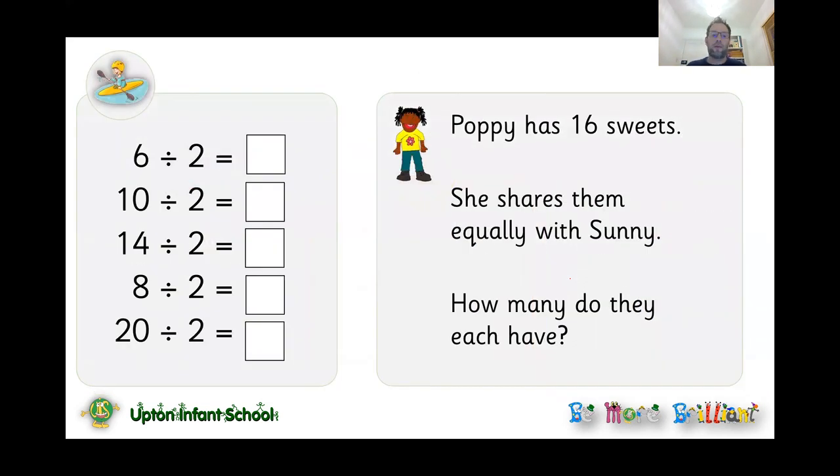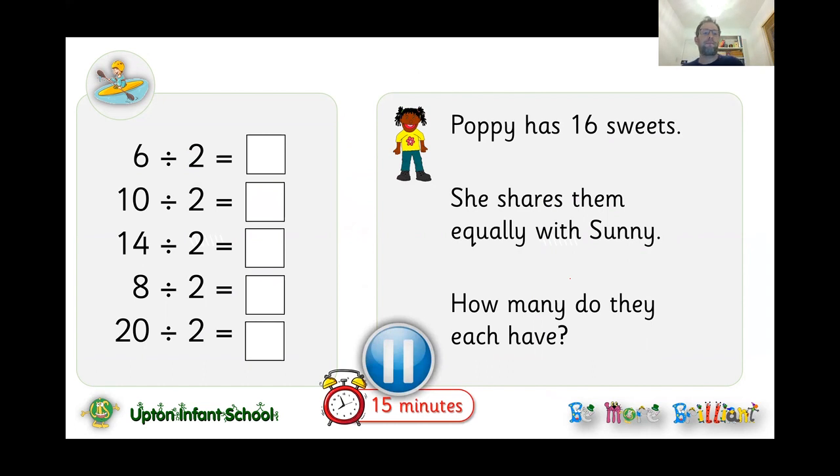Okay, here's our first challenge. Our first question, you have got 5 to answer there, and the first one is 6 divided by 2, then 10 divided by 2, 14 divided by 2, 8 divided by 2, and 20 divided by 2. Use your pebbles or your counting things to help solve those. And then there's a question to answer.